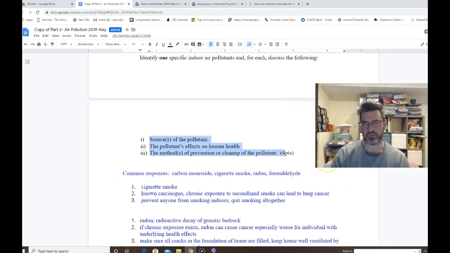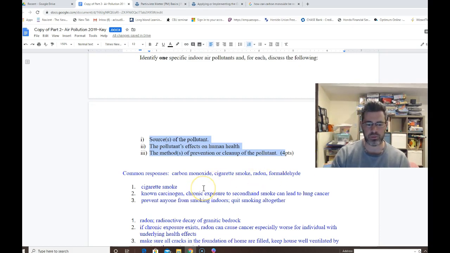So common responses. You can have carbon monoxide, super bad, not good. Cigarette smoke, radon, which comes from radioactive decay within the bedrock surrounding your home. Formaldehyde, which is an organic toxin that can be found usually in upholstery, or carpeting or something like that.